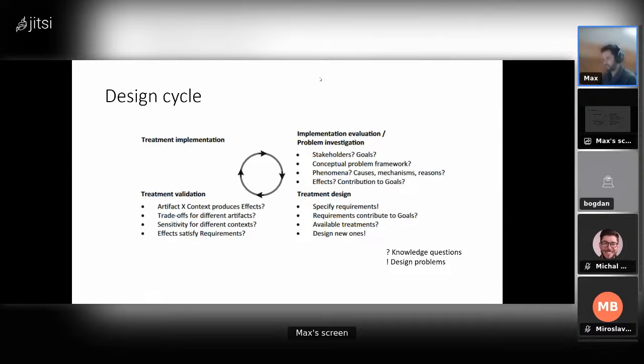So you would very likely start from the top right with the problem investigation. You will ask, who are your stakeholders? What are their goals?